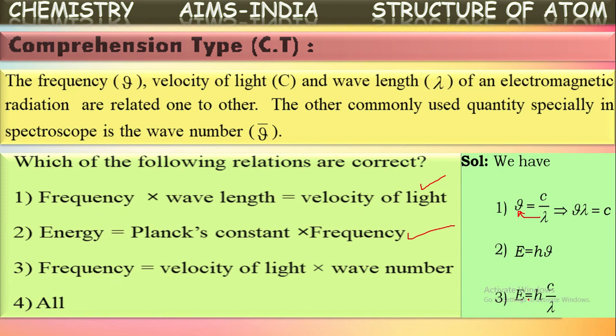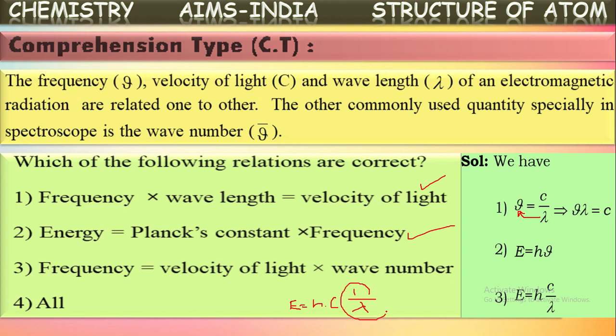We have the relation E is equal to h nu. In the place of nu, if we substitute nu is equal to c by lambda, it becomes E is equal to h into c by lambda. Now, from this, what can we write? We can write it as E is equal to h into c into 1 by lambda. Okay, it is correct only now.